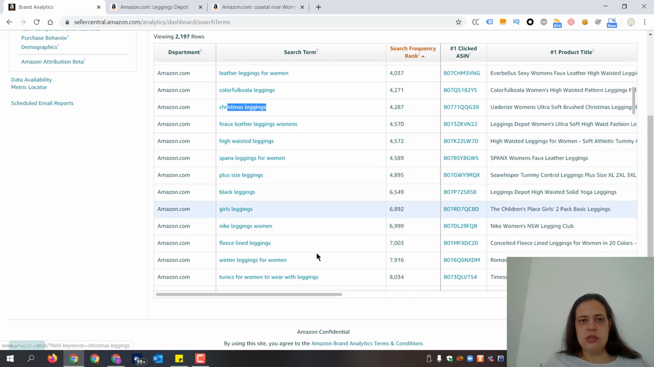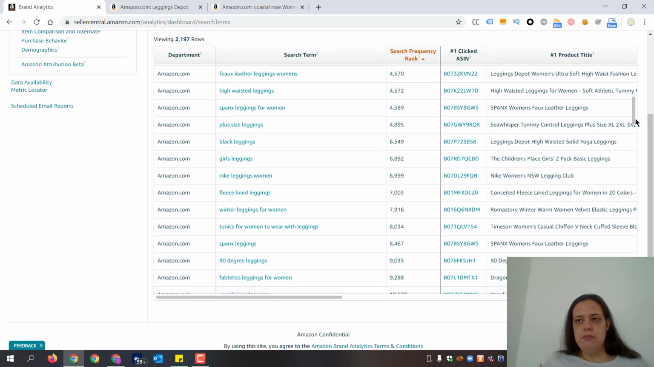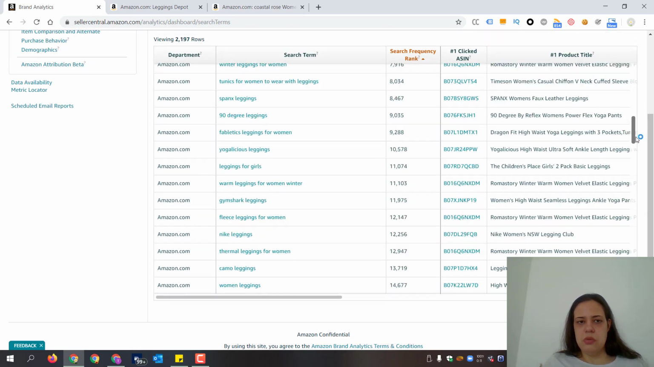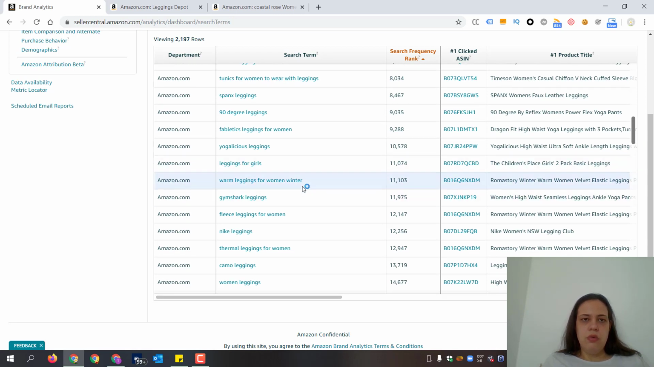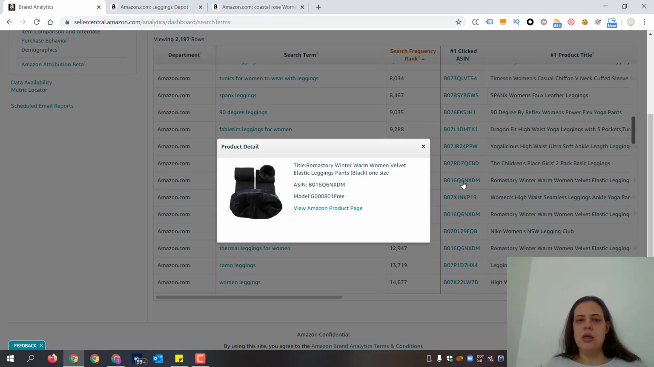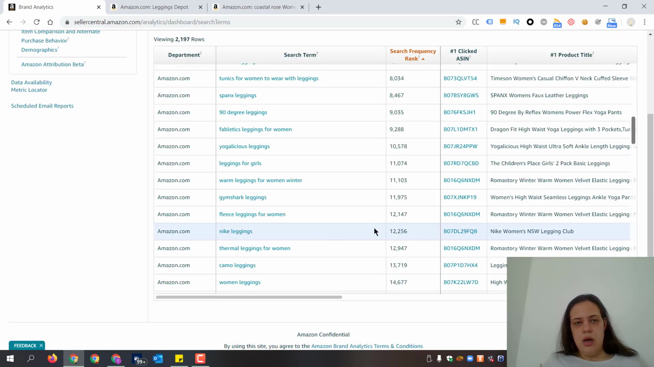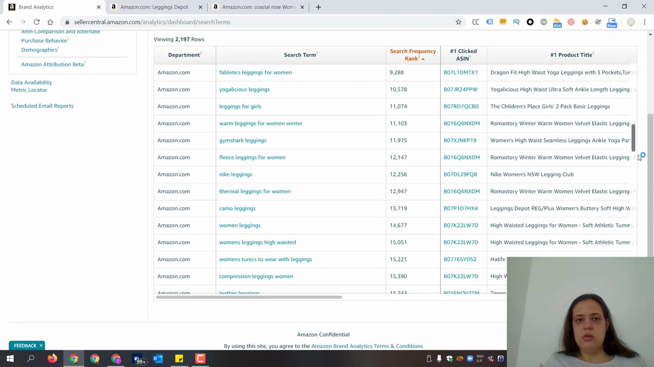Again, Christmas leggings would be one of the most obvious examples that we could use to show how this report is being used. Warm leggings for women for winter. This is also an interesting thing. Like if there's a way for you to create something as warm as this, you can see it has some kind of layer under it to make it really, really warm, and it's going to sell really well. Obviously, because there isn't a lot of competition for it, and etc., etc. So the list is endless.